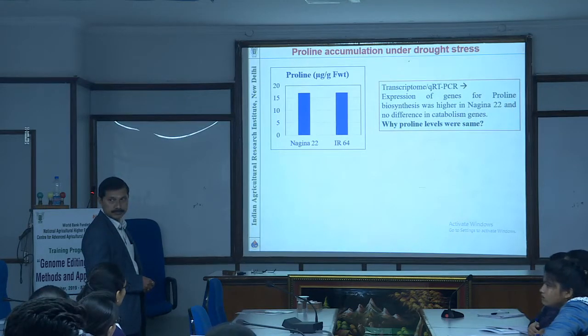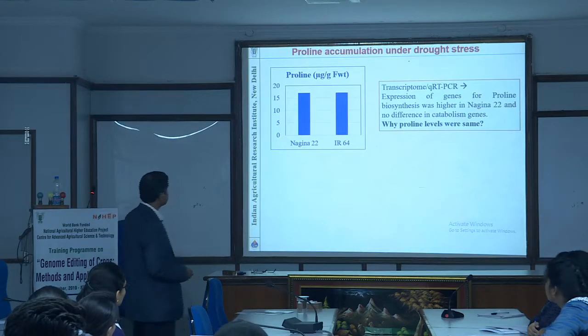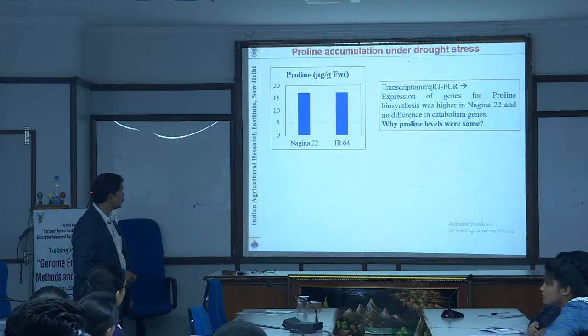Sir, maybe in Nagina 22 these genes express earlier, or in IR64 this gene expresses maybe later. So the level of protein may be the same, but the expression is different.